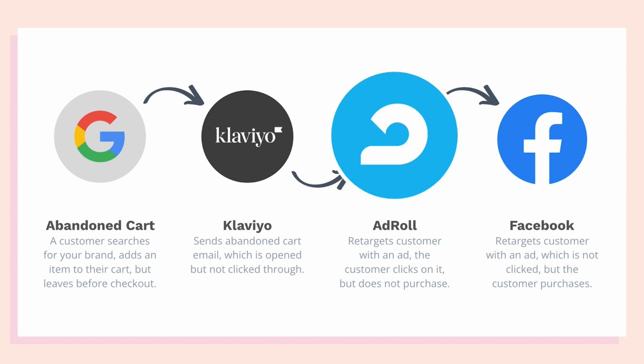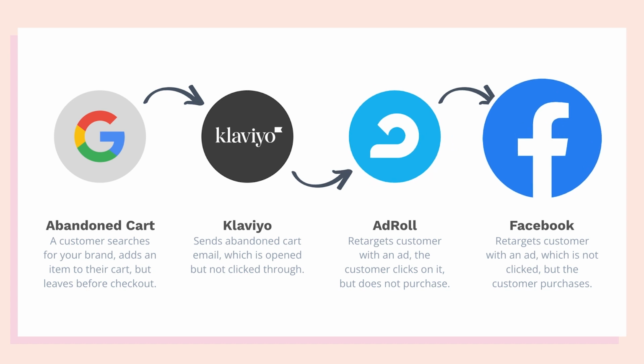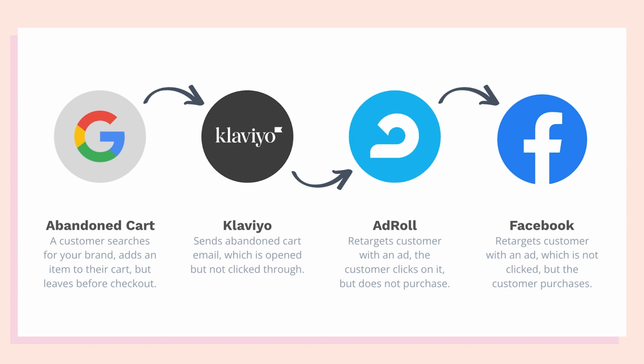AdRoll then follows up with a retargeting ad, which your customer clicks on, but decides not to purchase at that time. Facebook then retargets the customer with another ad, which they don't click, but later they go directly to your website from their web browser and finally complete their purchase. According to a last-click attribution model, the AdRoll retargeting ad that the customer clicked on would get 100% of the conversion credit, despite several other influencing touchpoints.